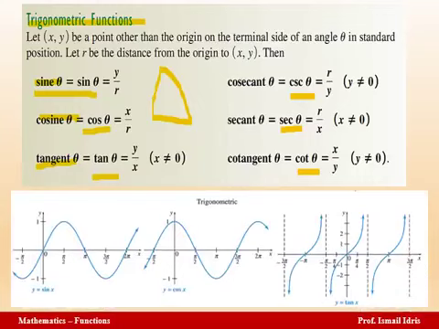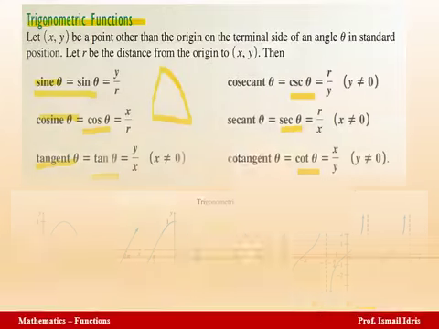This is the graph of the first trigonometric function. That's sine, that's the graph of cosine, and that's the graph of tan. And as you see, they are periodic functions. They repeat every period. Actually, the period for sine and cosine is 2 pi.